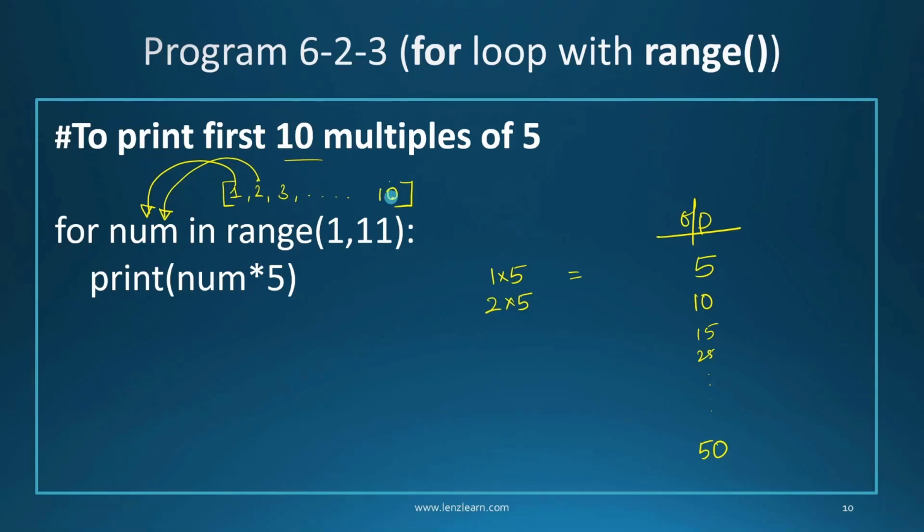Now why does it go up to 10? Because I have used the stop value as 11. That is why. Okay, and here again, see, I didn't specify the step value, so the step value by default is taken as 1. So now let us run this program and see the result.